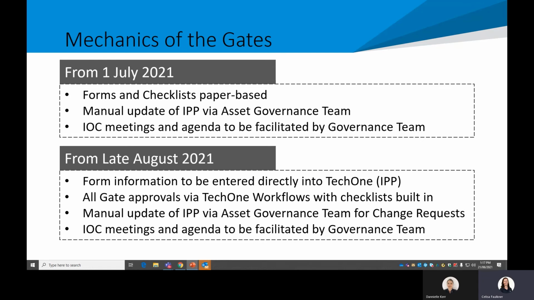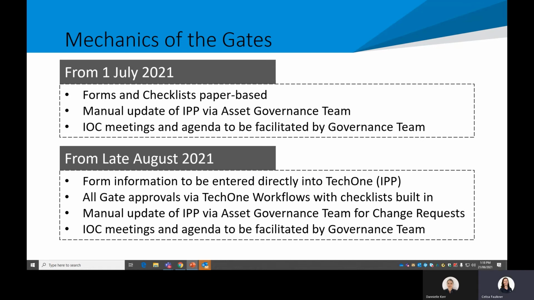The IOC meetings and agenda will be facilitated by the governance team. So in gates 1, 2 and 6, they'll be involved. And from the start, it'll just be a series of email notifications, basically. So not ideal by any stretch, but it will hopefully change by late August, and the Tech One consultant started building it today, actually. He scoped it 2 weeks ago and he's actually started doing it today.